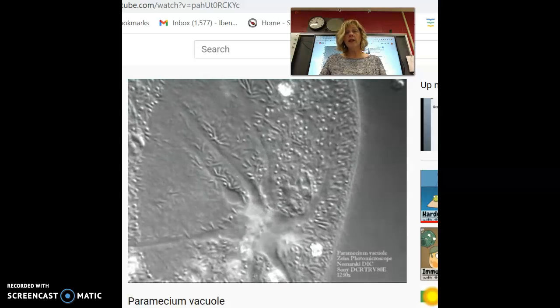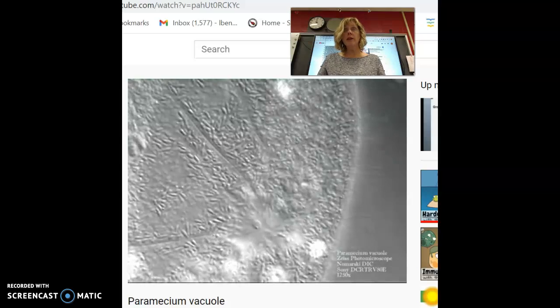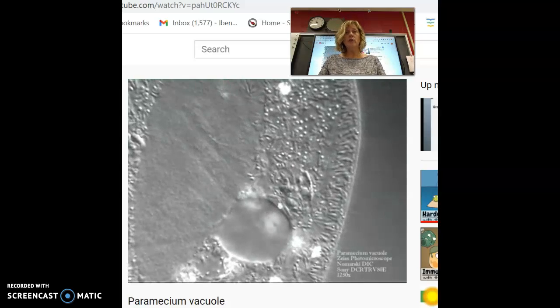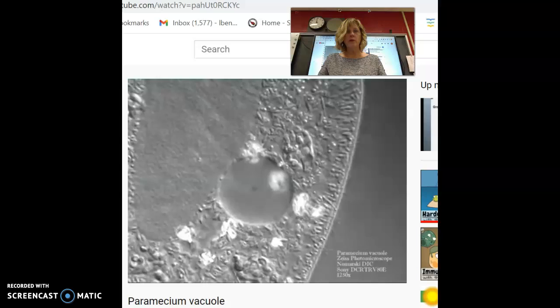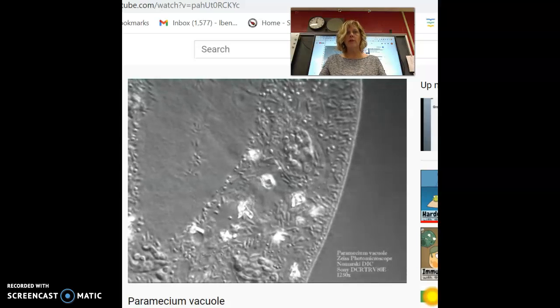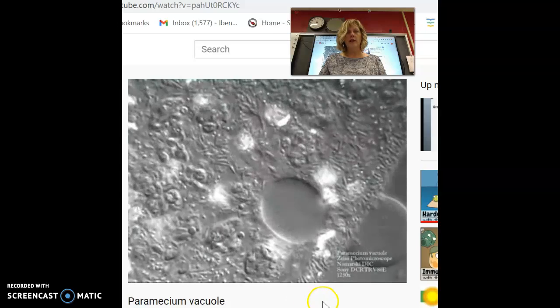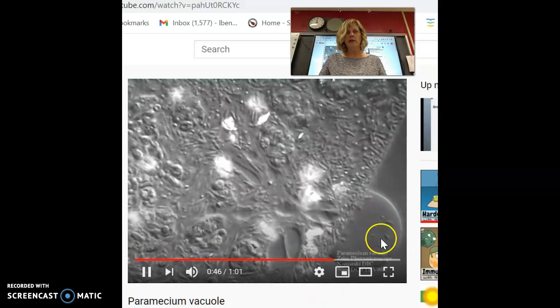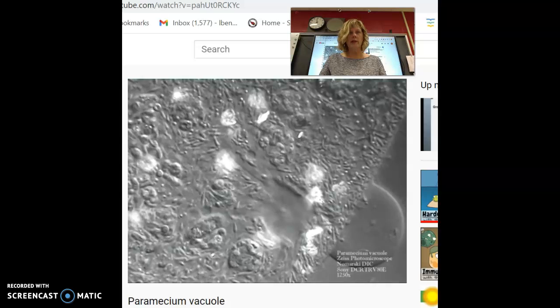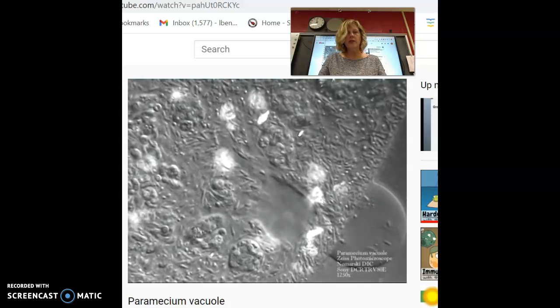It's crazy, even in a single-celled organism, the amazing structures and functions that have to be present to survive as a single-celled organism in pond water. So again, you just see that filling up, it's squirting it out. I don't know if that's water being squirted out. I'm not sure. I'm sure this is on a slide.